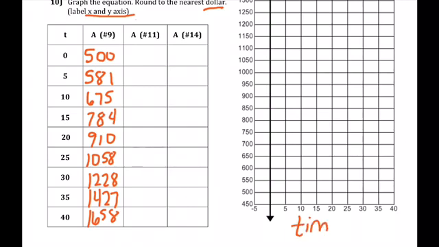My x-axis is going to be labeled time. In this case, it's my t-axis actually. And my y-axis is going to be the amount in dollars. And then I'm going to graph these numbers. So I'm starting at 500 and going to 581. So you're going to have to, obviously approximate what that is looking like on your graph.